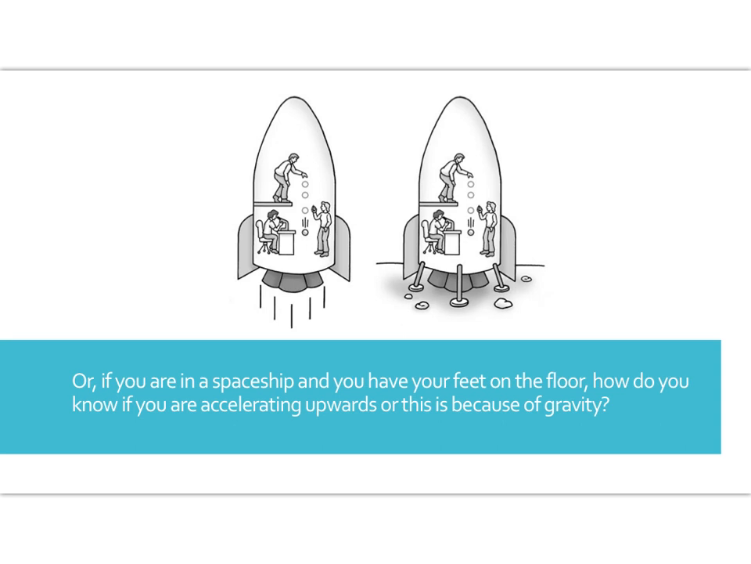Or if you're in a spaceship and your feet are on the floor, how do you know if the spaceship is accelerating upwards or you're just under the influence of gravity? So in this case here, on the left, this is a spaceship that is accelerating up, while this one is just stationary. And the little pictures inside of here are trying to reflect that the observations that people are making within the spaceship, again, remember, they can't see outside, are exactly what they would expect if they were under the influence of gravity.